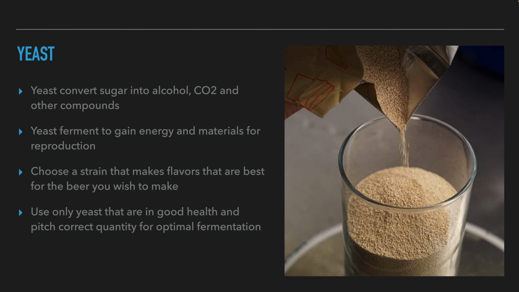As we saw previously, yeast turns sugar into alcohol, carbon dioxide, and other compounds. The yeast doesn't do it because we want them to make alcohol. They do it because they need energy and other materials to reproduce. Yeast don't really care that we want beer without any off flavors. When we choose a yeast strain, the main thing to consider is what are the flavors and aroma that fit the style of the beer we want to make, and does the strain produce these flavors.